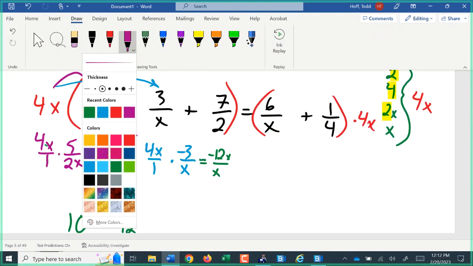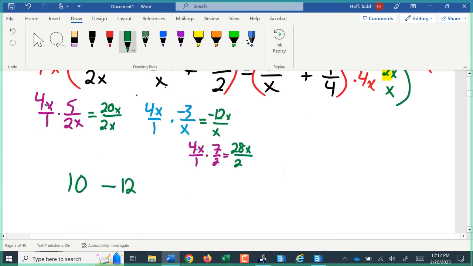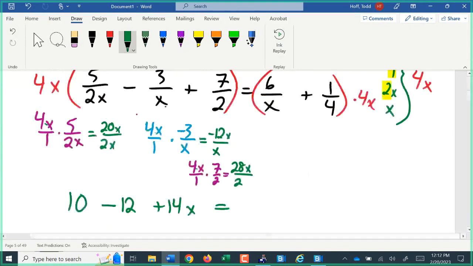And then we have 4x times 7 over 2. 4x over 1 times 7 over 2. So we multiply that out. 4x times 7 is 28x. 1 times 2 is 2. Well, 28x divided by 2 is 14x, so plus 14x.